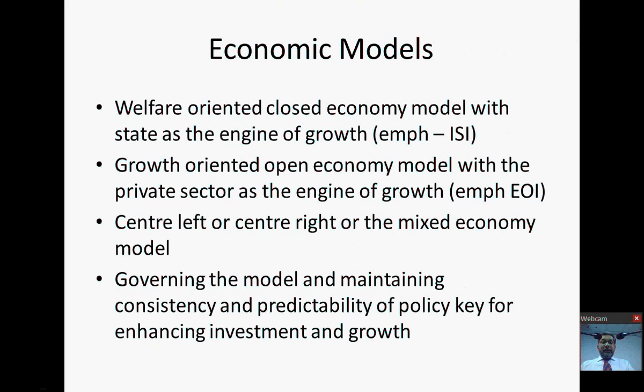The other model is the growth-oriented open economy model, where the private sector is seen as the engine of growth and emphasis is on export-oriented industrialization. So this is open. It says, look, a country cannot produce everything. It is cheaper to buy this wristwatch from abroad than producing it here. It is cheaper to buy these mics from abroad than producing it here, right?